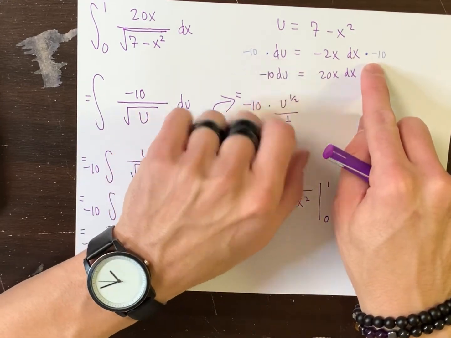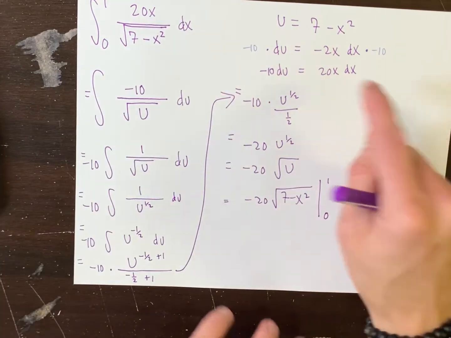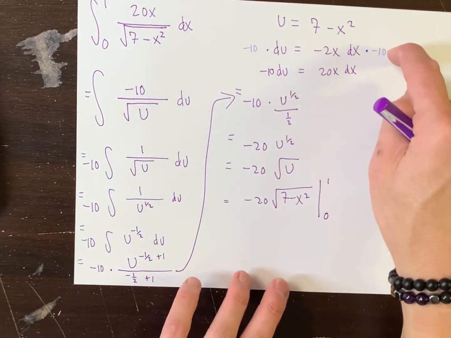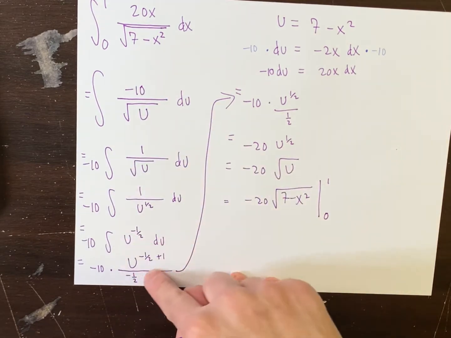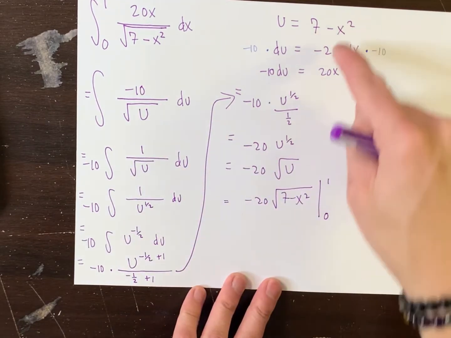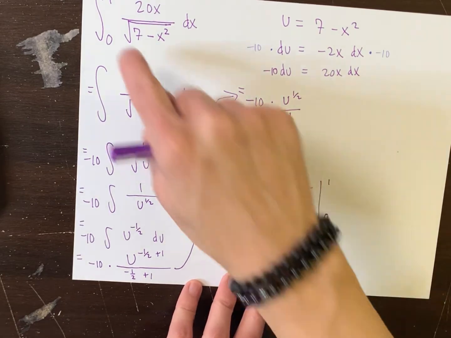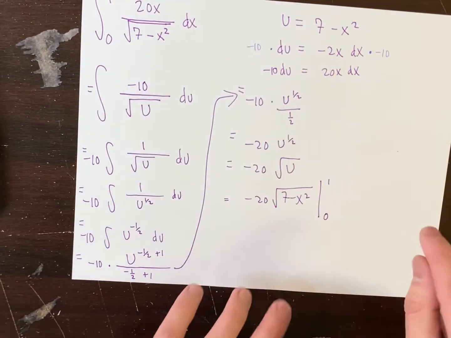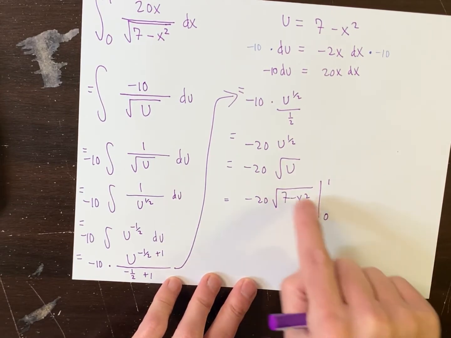Oftentimes, we do a manipulation of this equation to make it match whatever the original problem says. That manipulation is key. Then rewrite in terms of u. At some point, do some algebra, take the antiderivative and bring the x's back in. And then you finish the problem by evaluating at the original limits. So you do that by plugging in 1 into there, and then minus, and then plug 0 into there. So watch.